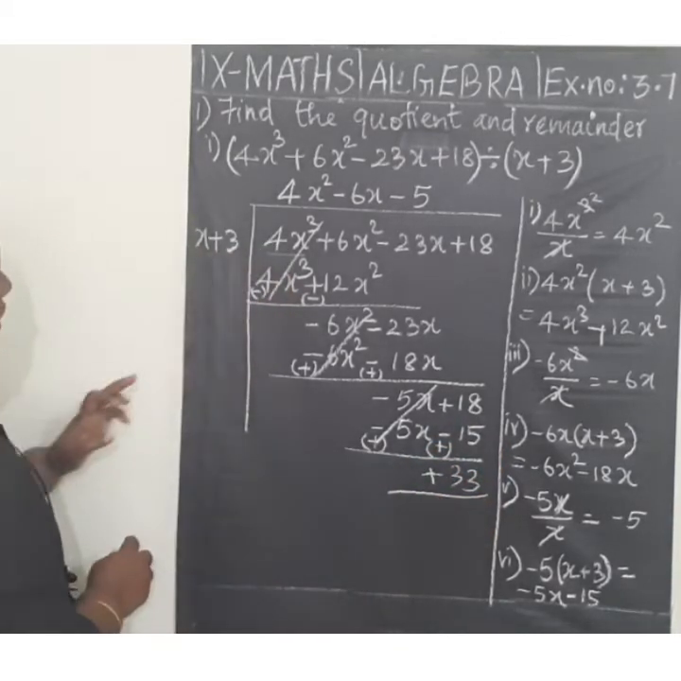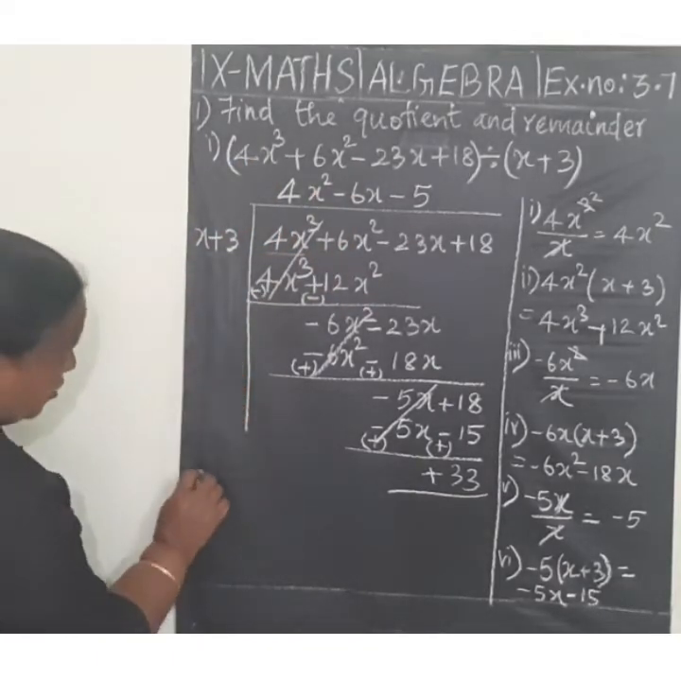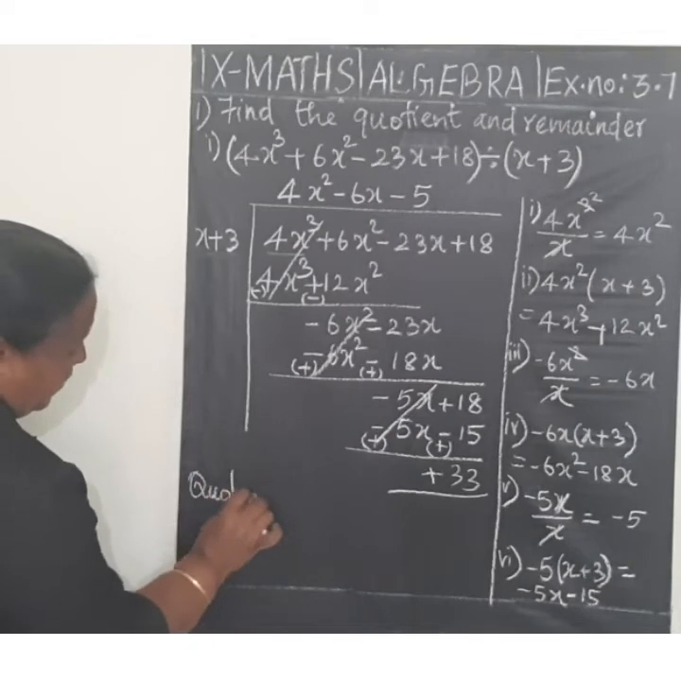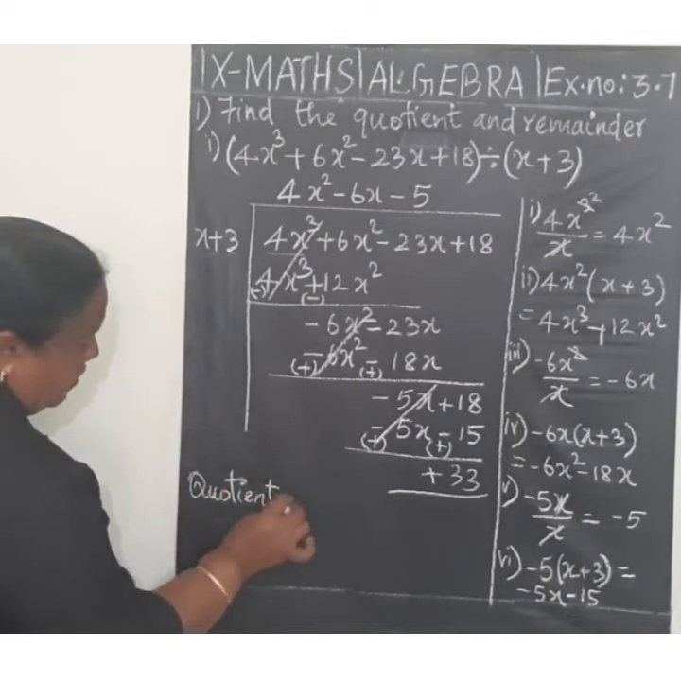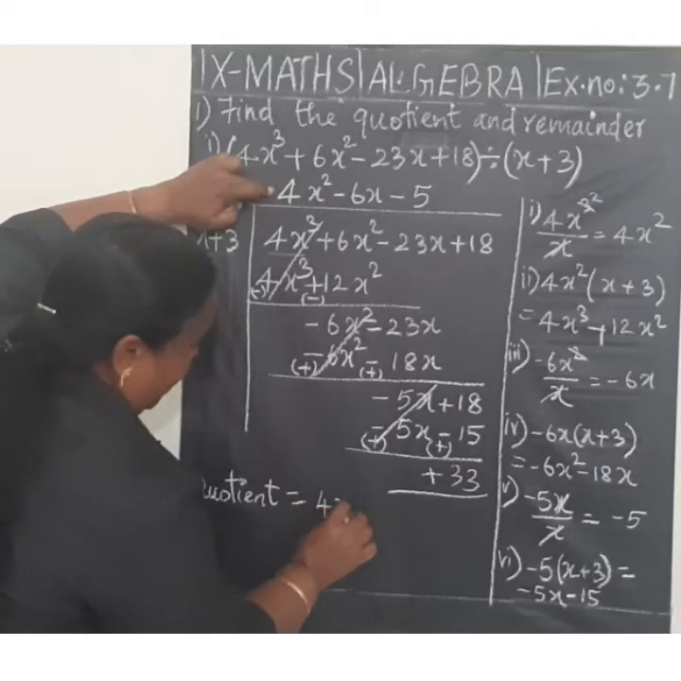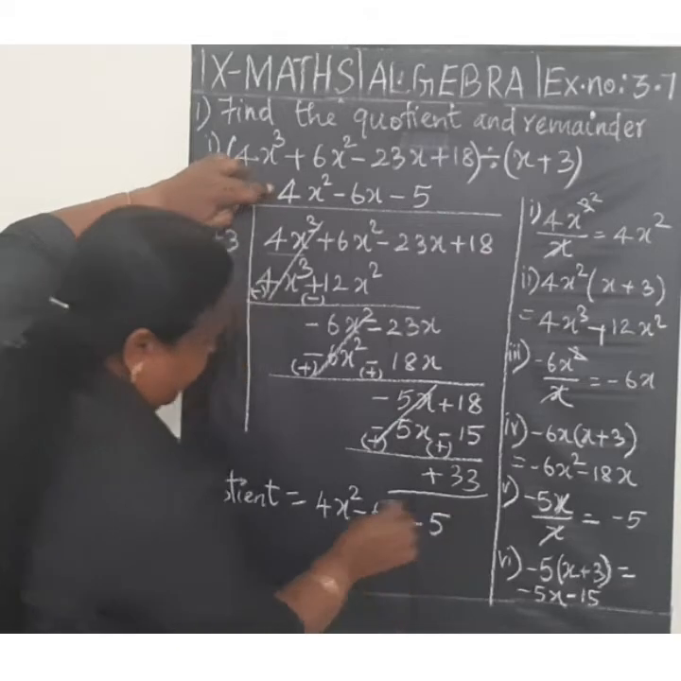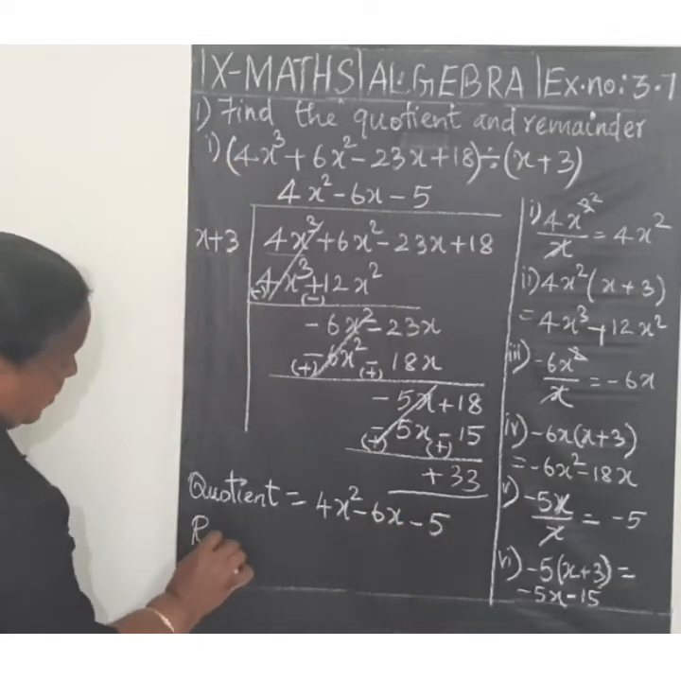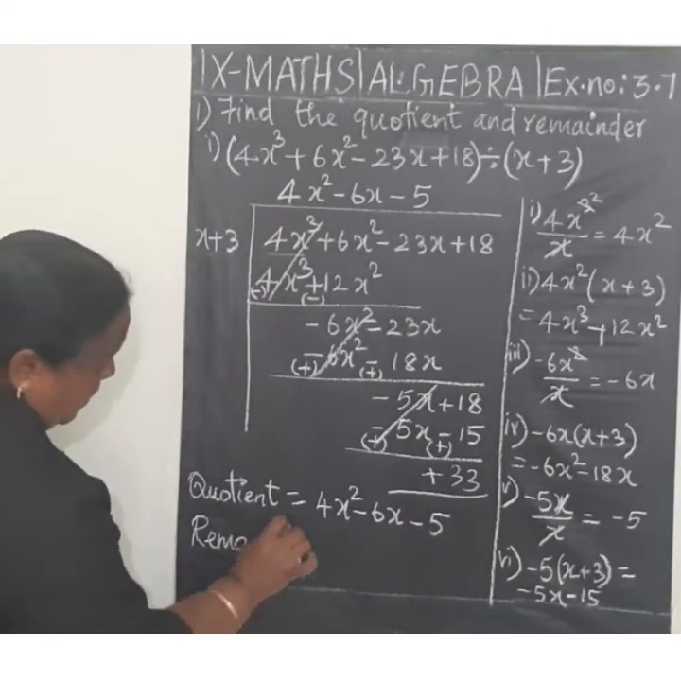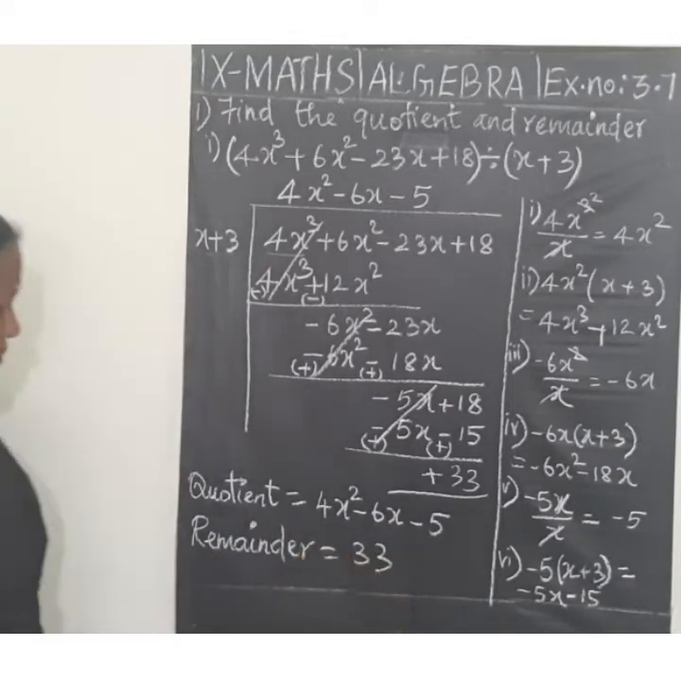Now we have to find the quotient and the remainder. So the quotient is equal to, what is the quotient here? This one we have to write. So 4x square minus 6x minus 5, and our remainder is equal to 33.